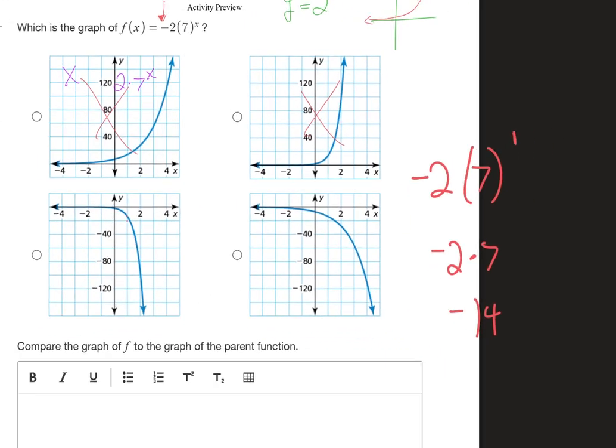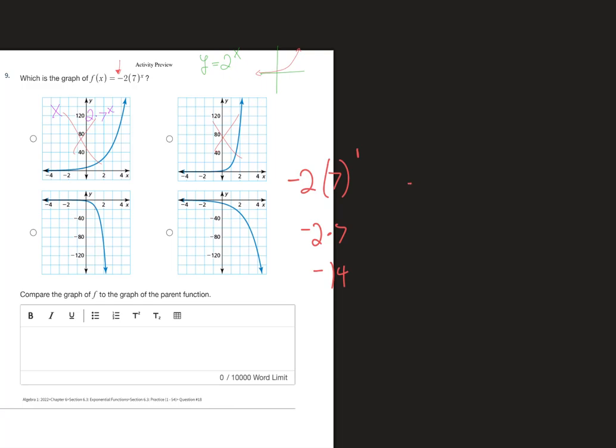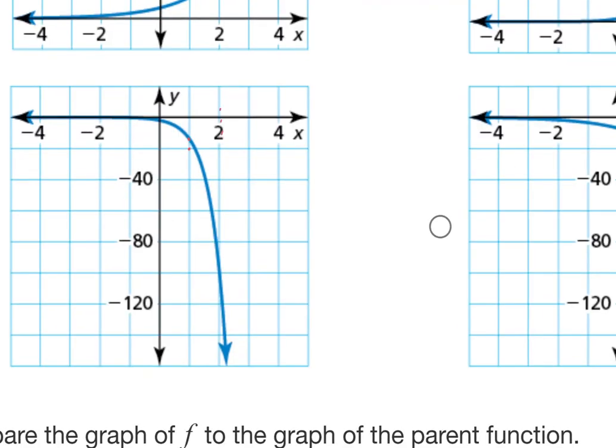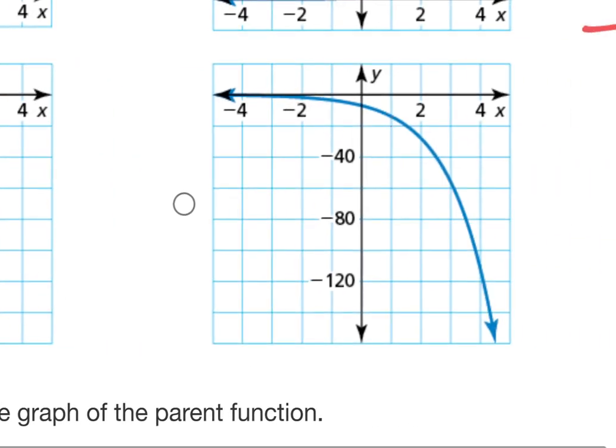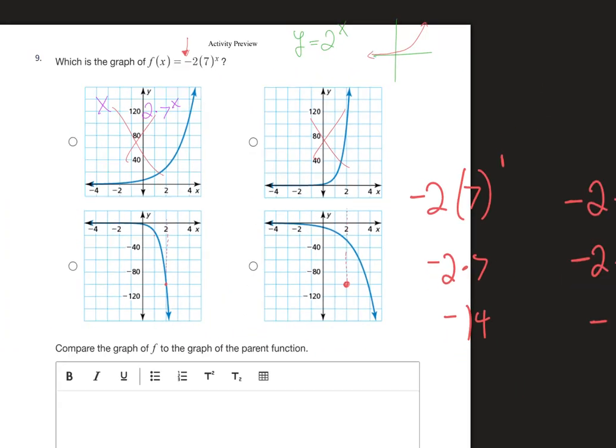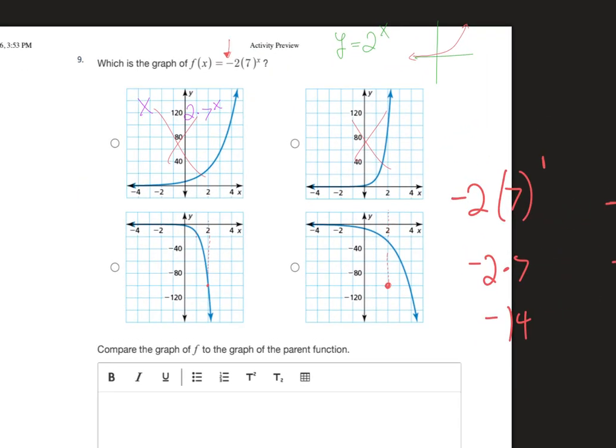Let's try 2 now. Okay, so negative 2 times 7 squared. Well, that's negative 2 times 49. That's, let's see, if it was 50, then we'd get 100, but we're going to subtract a group of 2. So it's negative 98. So, okay, here at 2, we get real close to negative 100. At 2 here, oh my goodness. It's not that one, right? So it is this one.